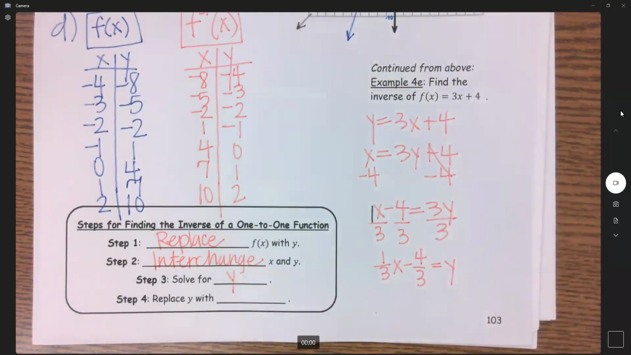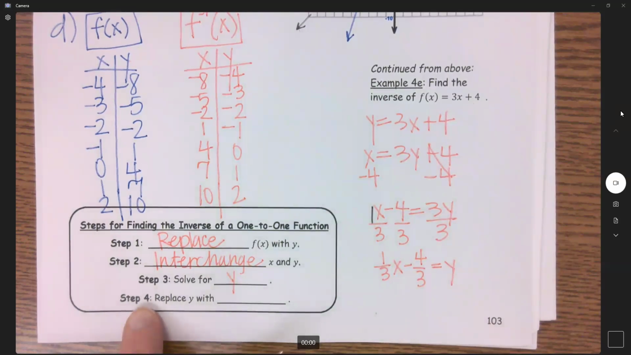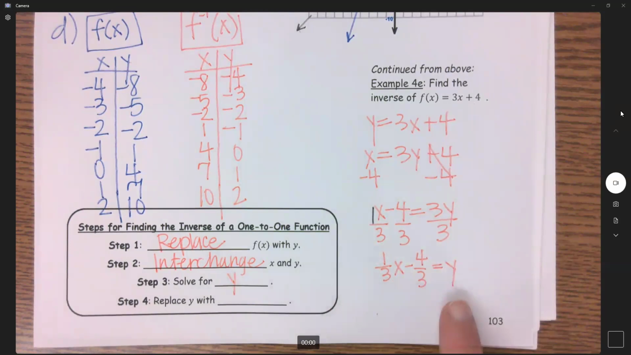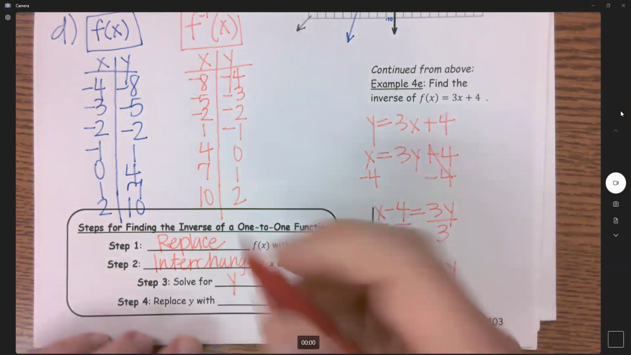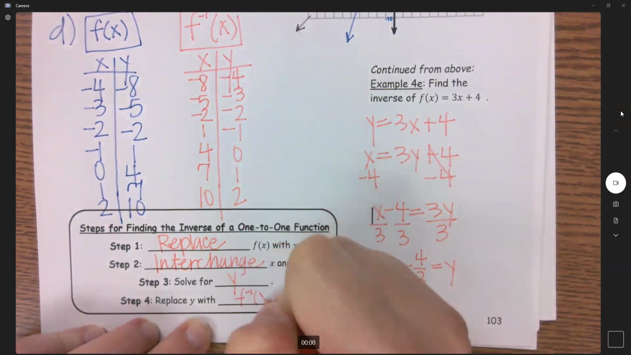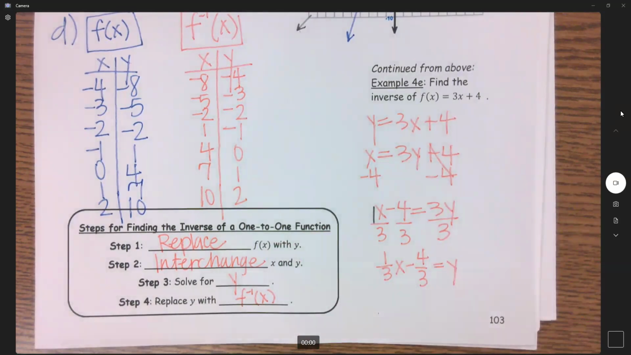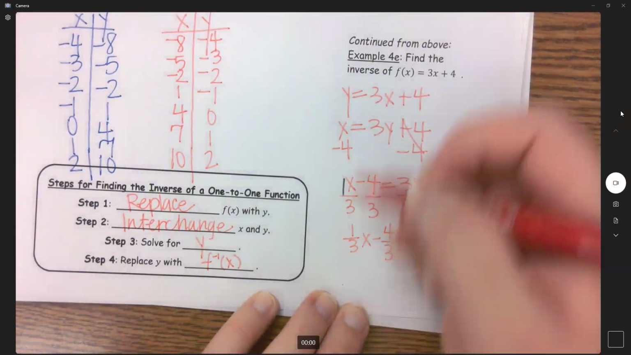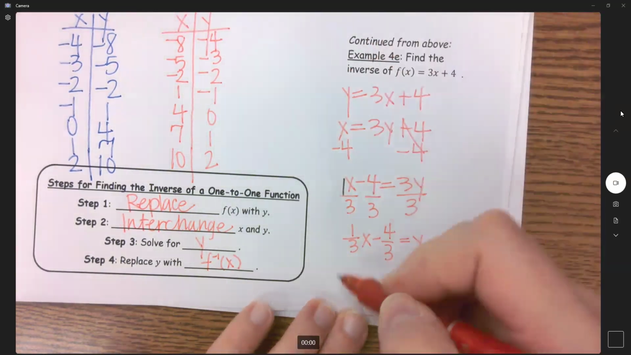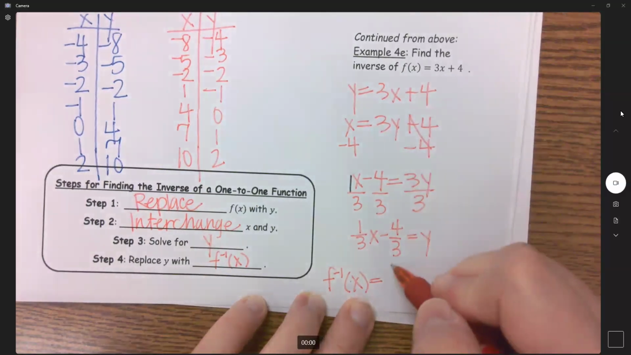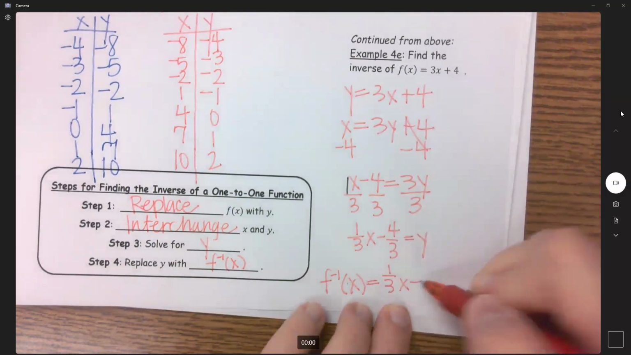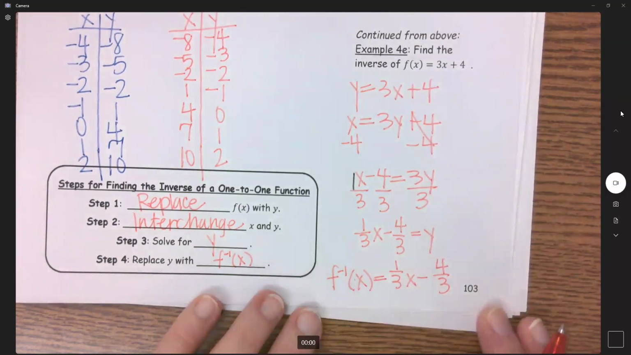Now, do not stop right here. If this is a test question, this is partial credit because we still have another step, and I often will get this is my answer. So step 4 is now to replace y with your inverse notation. So the inverse of x. So my final answer here for part E is the inverse function of x equals 1/3 x minus 4/3.